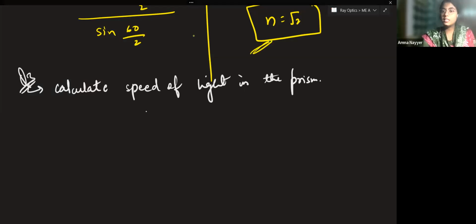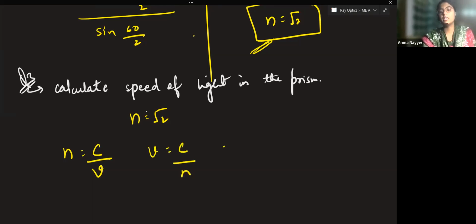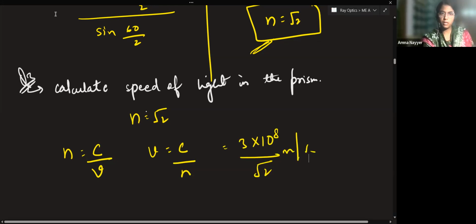You will reach this last step, that is n is equal to root 2. Once you have reached this step, then you can say refractive index is the speed of light divided by the speed in the medium. So the speed in the medium will be the speed of light divided by the refractive index, which will be 3 into 10 to the power 8 by root 2 meter per second. So this can be a modification. All right, now note it down.